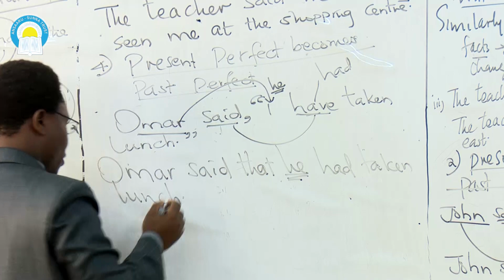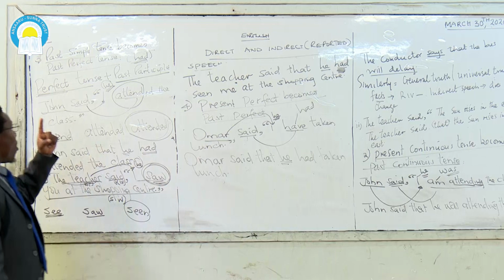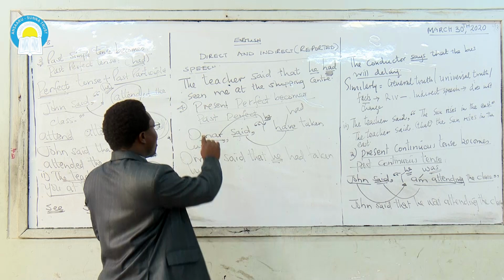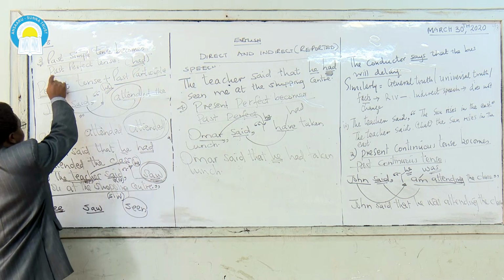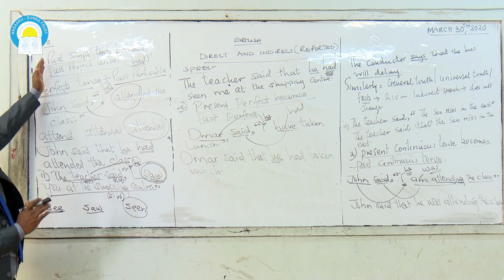Please note, don't confuse present perfect tense for past perfect tense. Present perfect tense becomes past perfect tense. However, past simple tense also becomes past perfect tense. So don't confuse the two. Don't mistake this tense for that tense, nor this tense for that tense. Those are two distinct tenses.